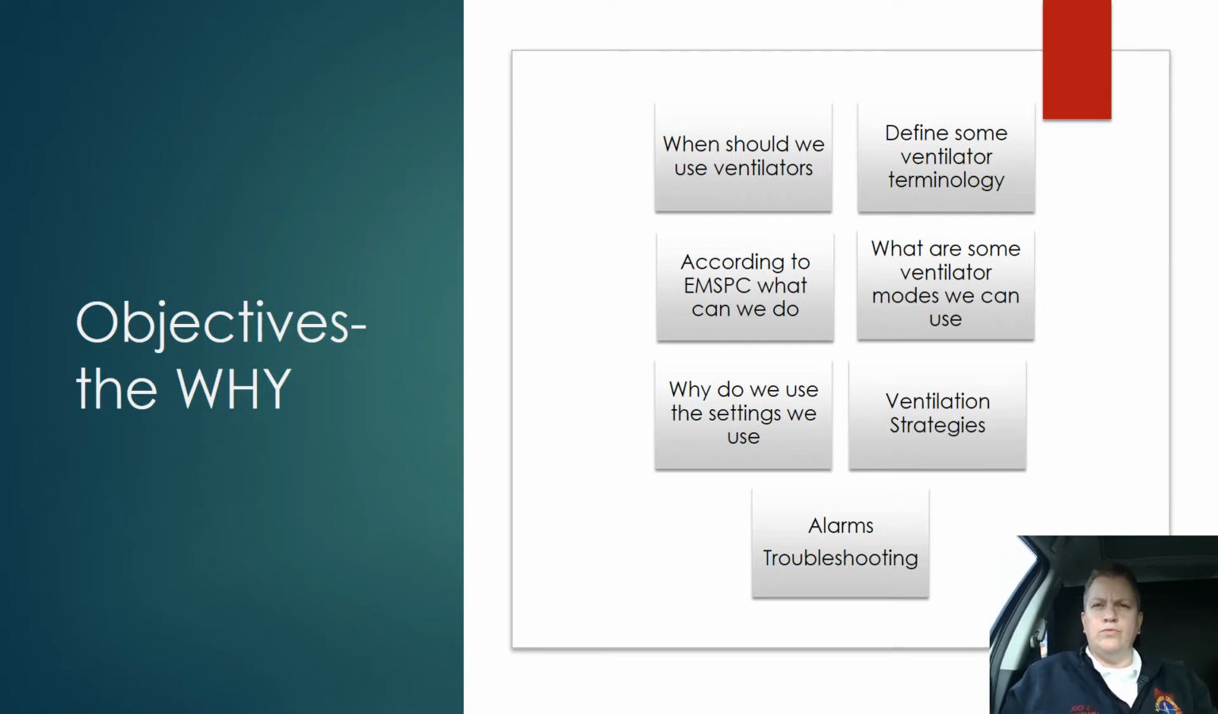We're going to discuss some of the settings that we use and why we do that. And that goes along with understanding ventilation strategies and ventilator strategies and how we can vent someone without hurting them. And then, of course, alarms from our ventilators. I understand that they alarm a lot, but what do they mean, and how do we troubleshoot, and what things can we look at to correct so that those alarms don't keep going off? So those are some of the objectives.